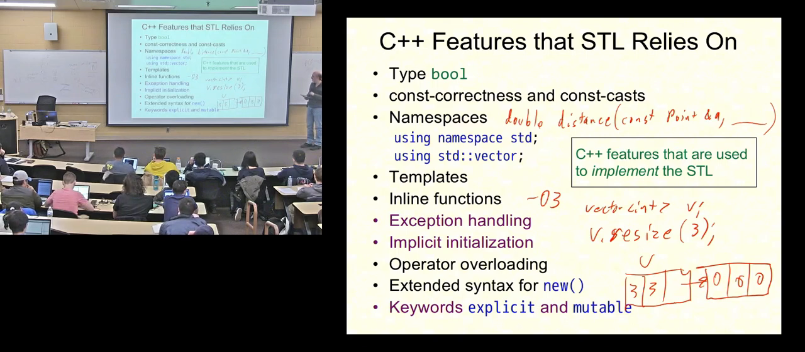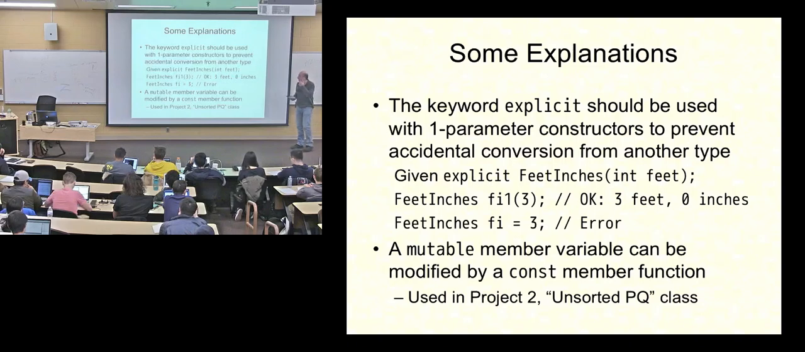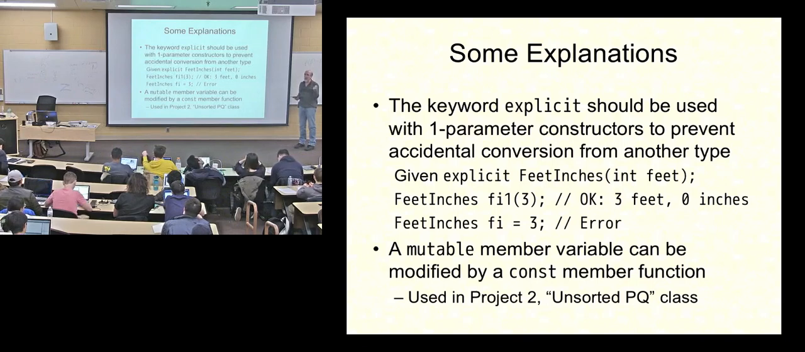Explicit and mutable, I made an extra slide for those. So explicit, this is not the only example of where it's used, but this is one really good example of use of explicit. So I write my own class, my class has a constructor, and that constructor accepts one parameter. Well then, it's either a copy constructor because the type is the same type as the class, or it's a different type.